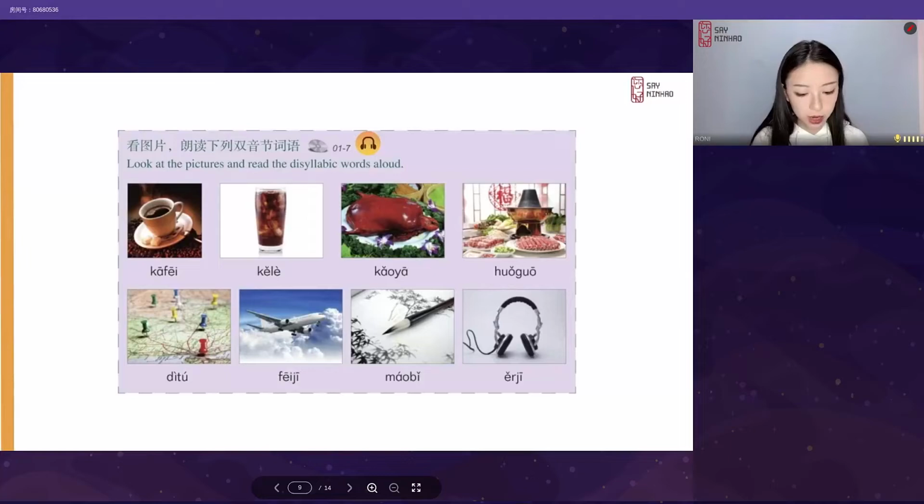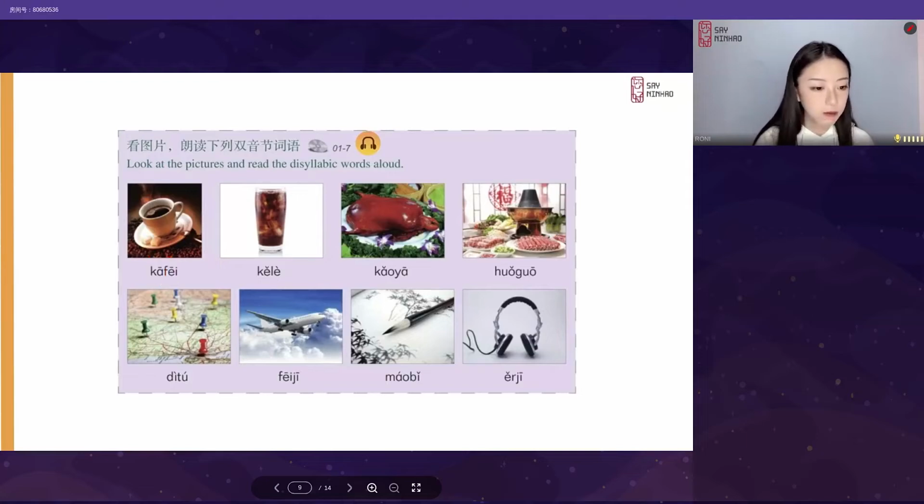Now let's try to practice some disyllabic words. For disyllabic words, one tricky part is to separate these two characters. So where should we separate them? We should separate them from the initial and the final, right? The initial for the former one and the final for the former one and the initial for the latter one.